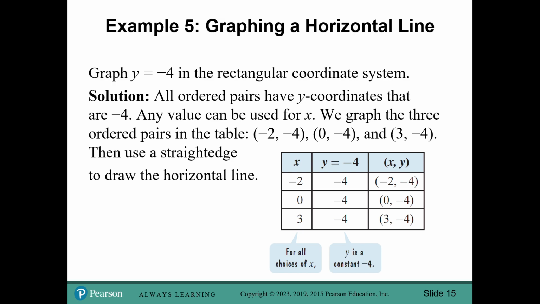We can graph 3 ordered pairs in the table: negative 2, 0, and 3. And all of those are going to have y value negative 4 because y is always negative 4 in this equation. It says it right there. Y equals negative 4. There's no change. It doesn't matter what x you choose. Even if you choose 1 billion, 1 trillion, negative 2,000, it is still y equals negative 4 for all points.